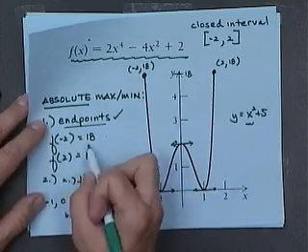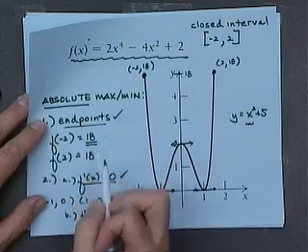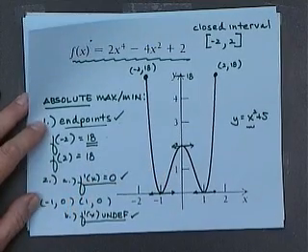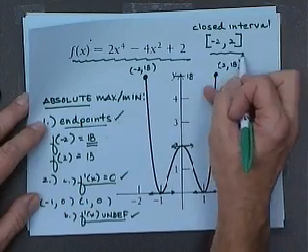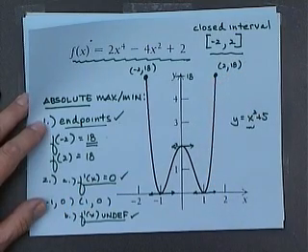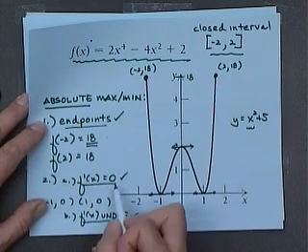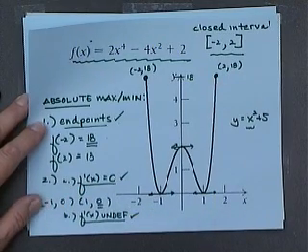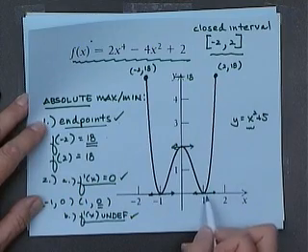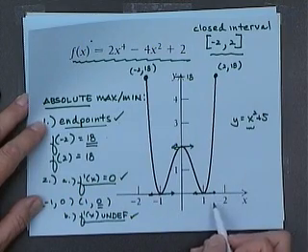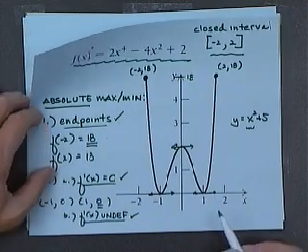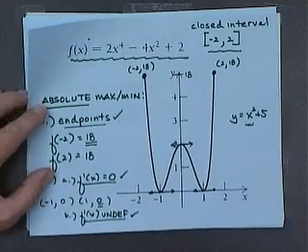So before we leave this, there's the absolute max, right? 18 on this closed interval. And the absolute min is 0. Absolute min is 0. And it happens twice. There's a tie, but they're both the lowest points on the graph. So again, we want to give y values when that happens.